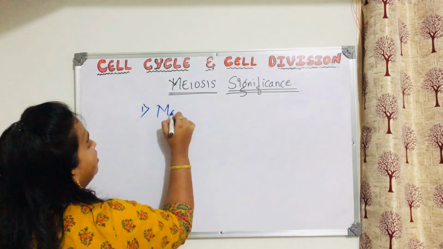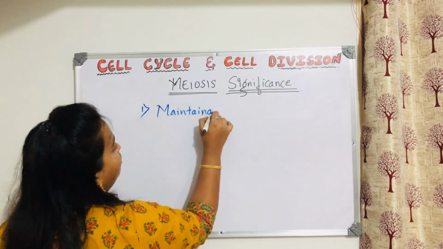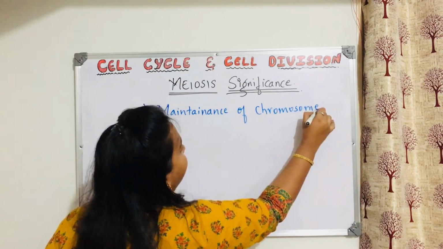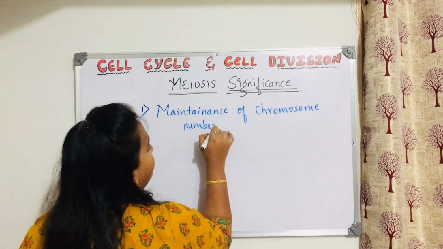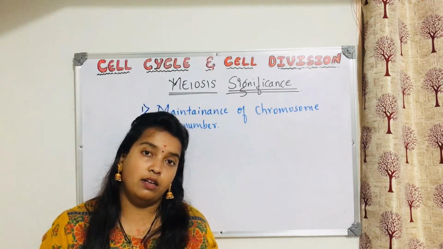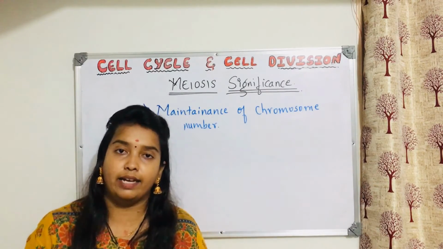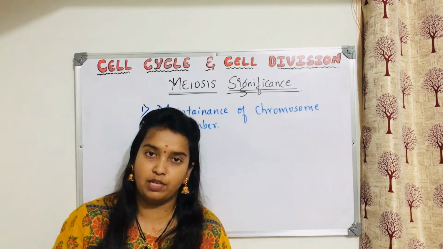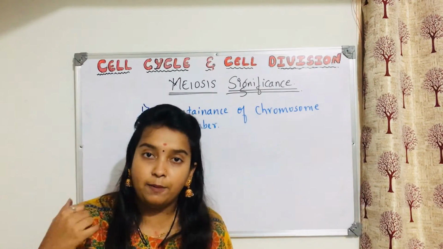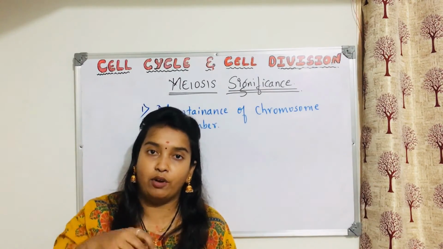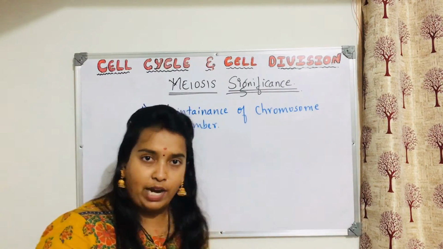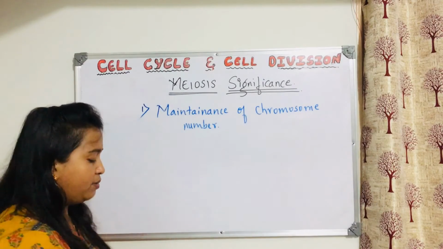Maintenance of chromosome number. See, if meiosis would not happen, what would happen? The gametes would have the same number of chromosomes as the parent. Then when that gamete fuses with another gamete, it will form a zygote with a double number of chromosomes. Then triple. It will start increasing. Are you trying to understand? I have already discussed this, but I am doing it again.